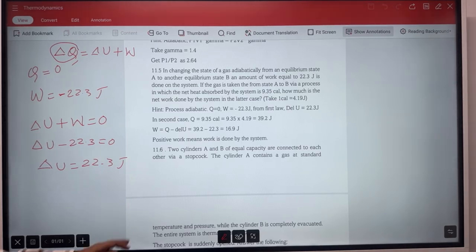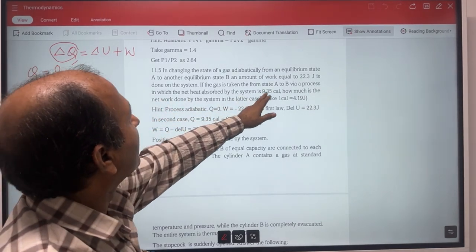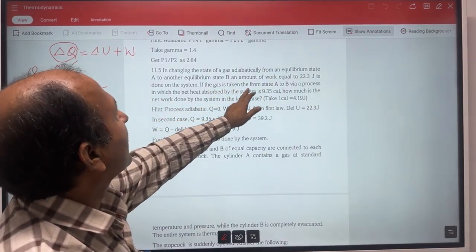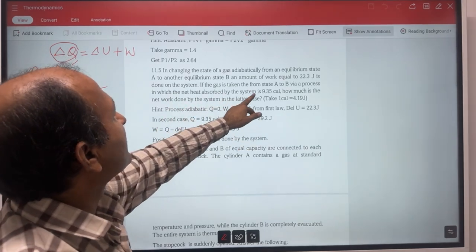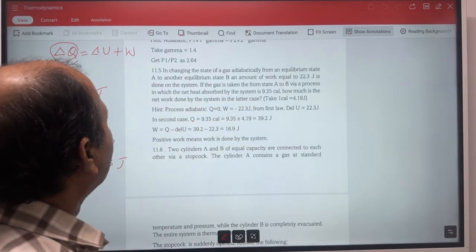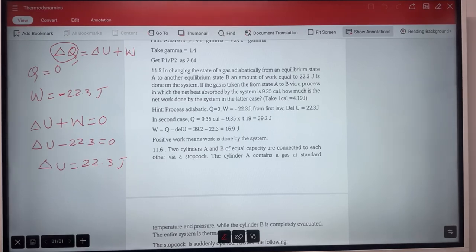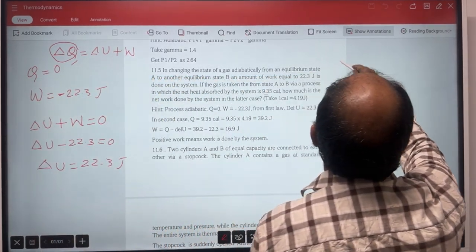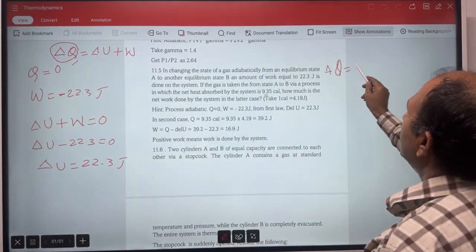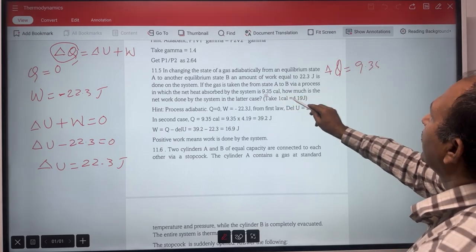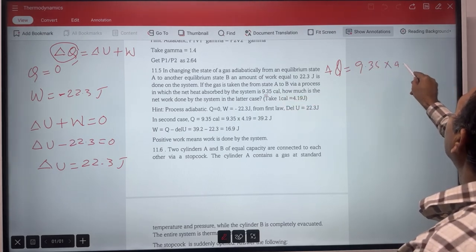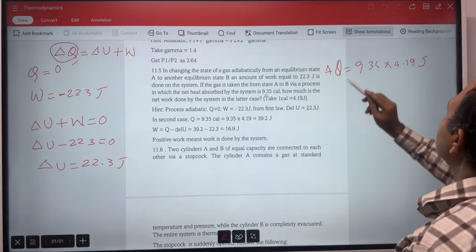the question says, if the gas is taken from state A to B via a process in which the net heat absorbed by the system is 9.35 calorie. In this case, heat is being absorbed, so the value of Q is positive, and that is equal to this much. So we can write delta Q is 9.35 calorie, and 1 calorie equal to 4.19 joule. So this is Q.